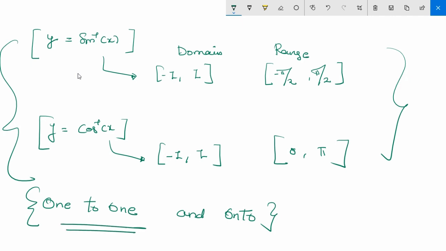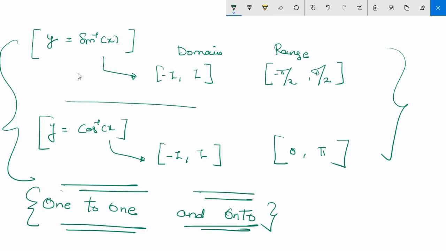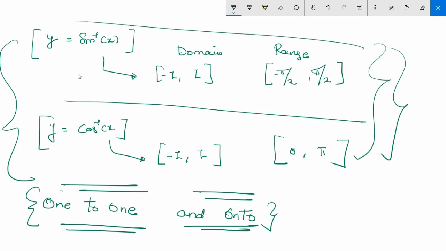So this is what we need to take care of. So it is both 1 to 1 and onto in this range.